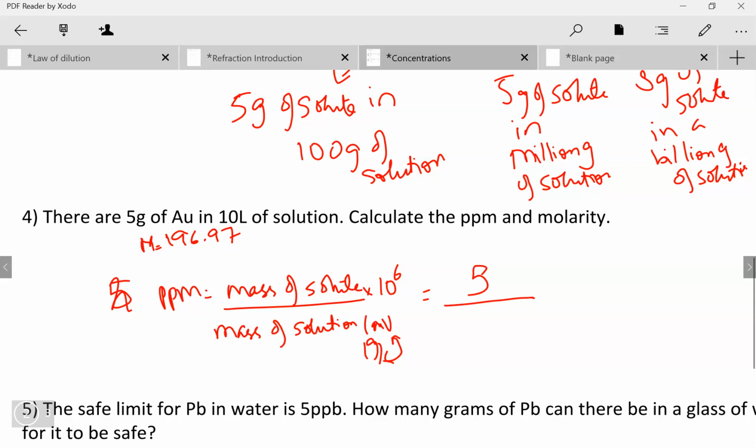So yeah, 10 liters of solution. So that is 10 times 1,000 milliliters or grams of solution, and we're going to multiply that by 10 to the power of 6, or 1,000,000. So I know if there's numerators in 1, 2, 3, 4 zeros, 1, 2, 3, 4 zeros, which is 500 ppm is my ppm, essentially.